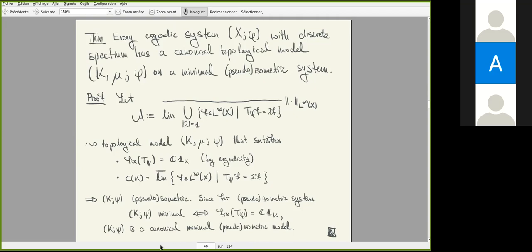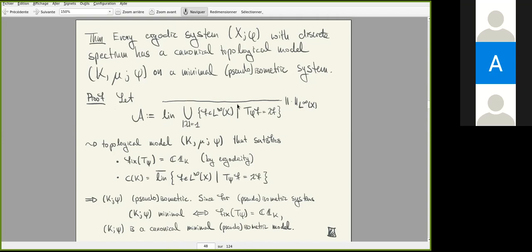Because what did we do to find this topological model? We just wrote down this algebra A, which did not involve any choices. We just took all the eigenvalues and the eigenfunctions, stuffed them together and generated this C star subalgebra, and we got a canonical model out of this.